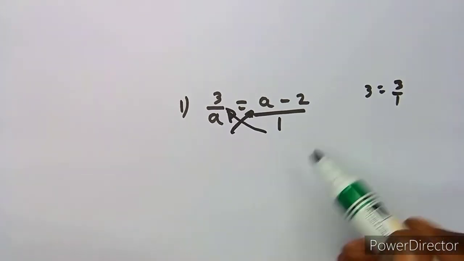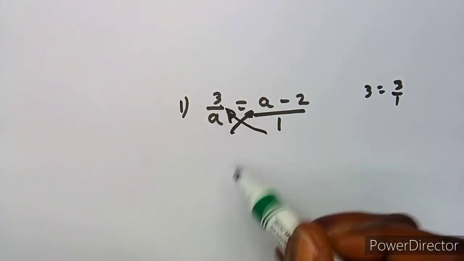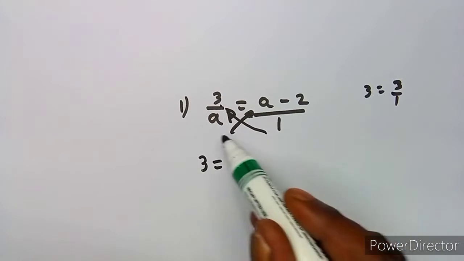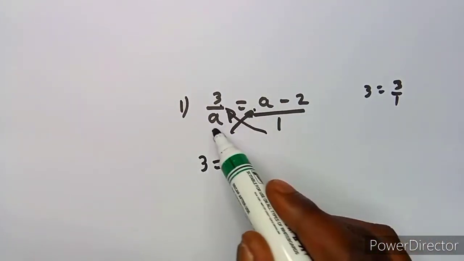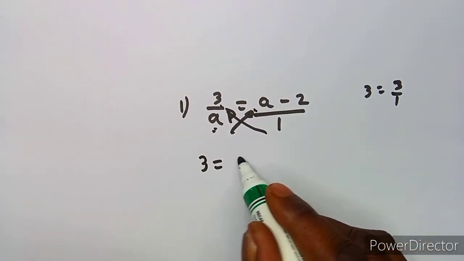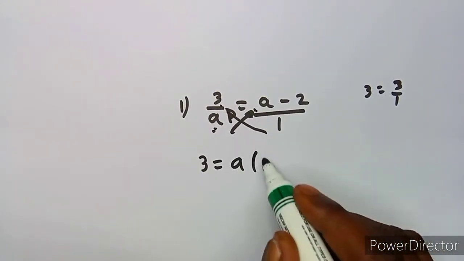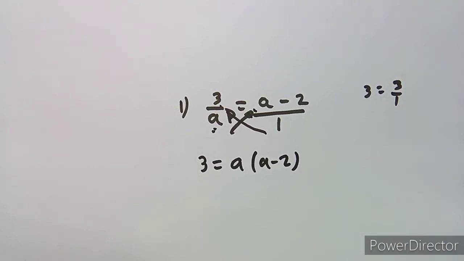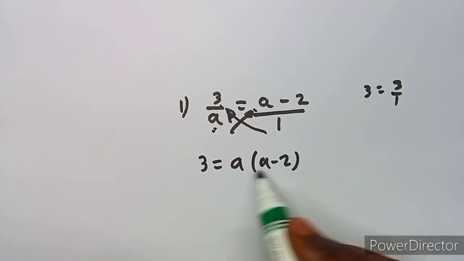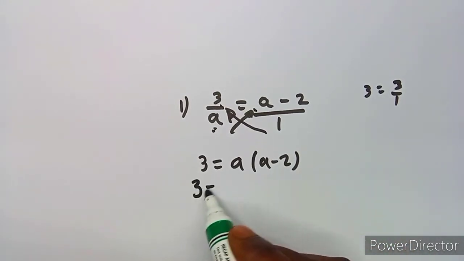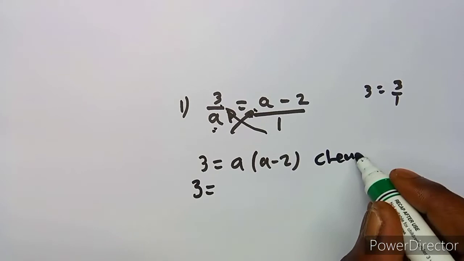If you cross multiply, it's going to be 1 times 3, which is 3, equivalent to a multiplying a minus 2. Everything is going to be multiplied because you're cross multiplying. So you can open a bracket like this, a times a minus 2, to indicate that a is going to multiply everything. Then you can remove the brackets by multiplying each and every term inside the bracket. So you clear brackets here.